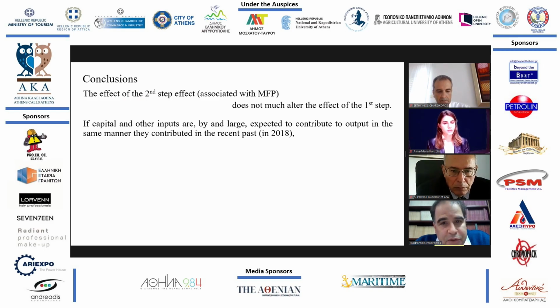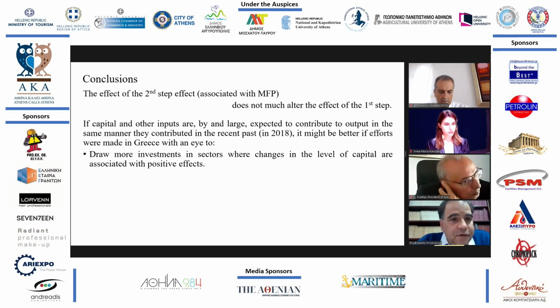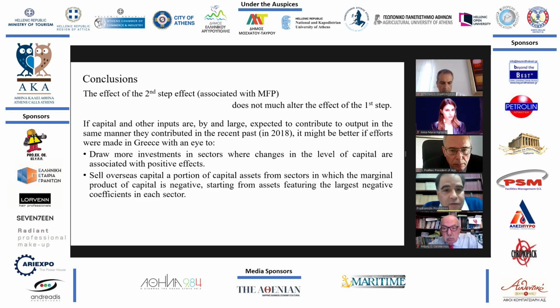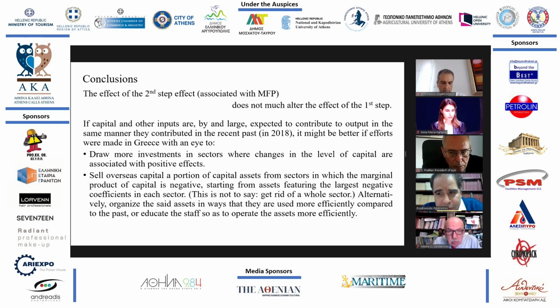And if capital and other inputs are by and large expected to contribute to output in Greece in the same manner they contributed in the recent past, that is in 2018, a year where we had expansion, it might be better if efforts were made with an eye to draw investments in sectors where changes in the level of capital are associated with positive effects, and sell overseas capital or a portion of capital assets from sectors in which the marginal product of capital was negative, starting from the assets that feature the largest negative coefficient in each sector. Be careful, this is not to say to get rid of the whole sector, just sell some of the least efficient machinery or other forms of capital.